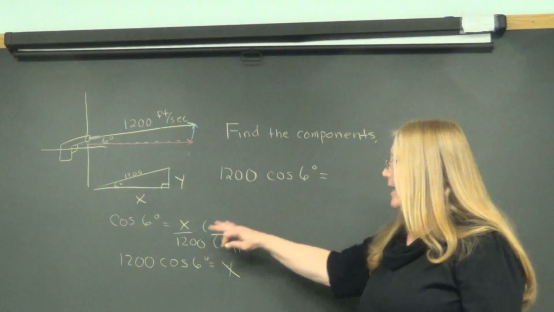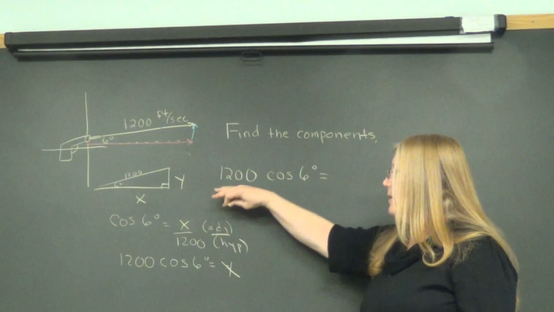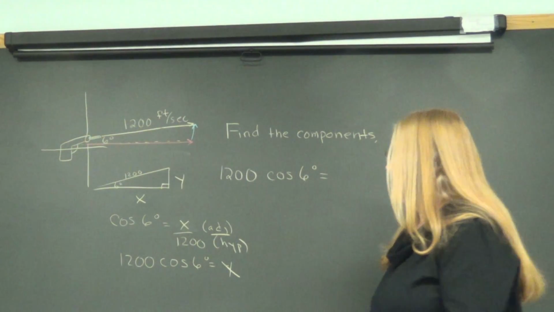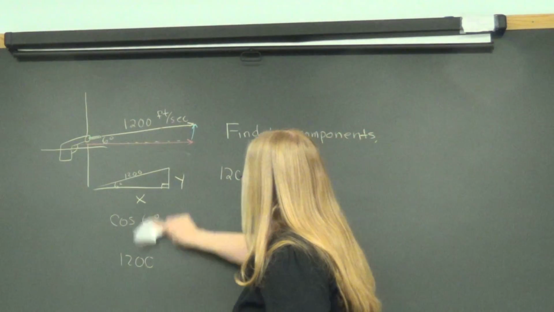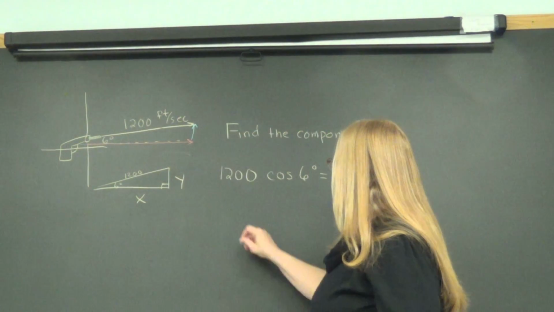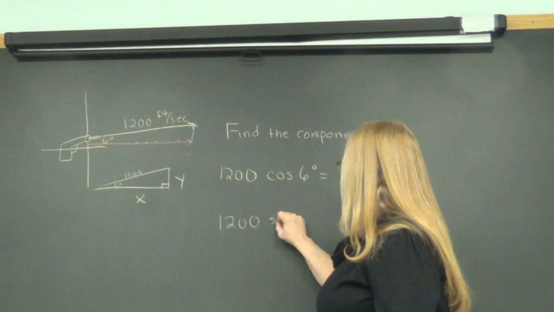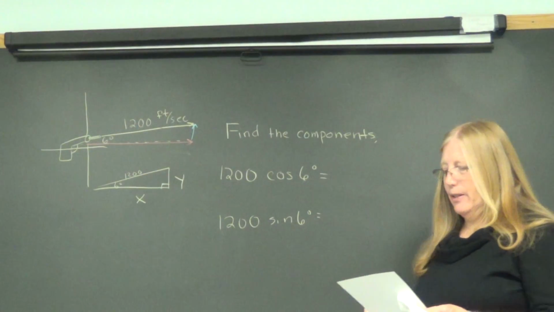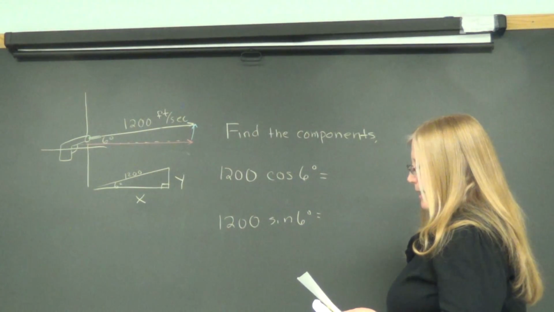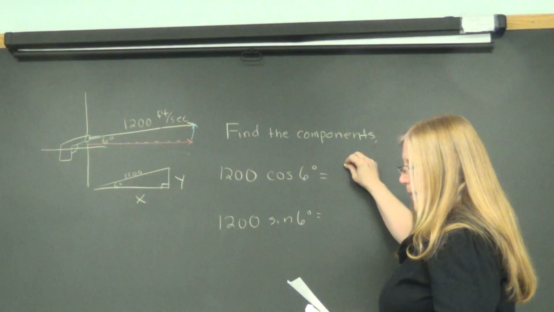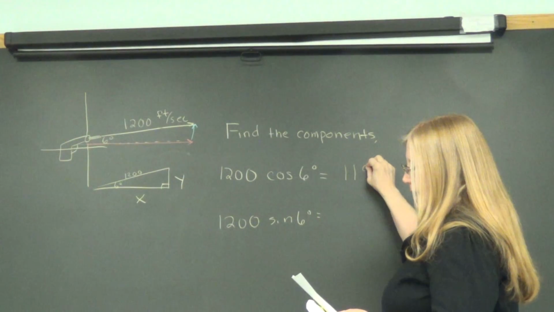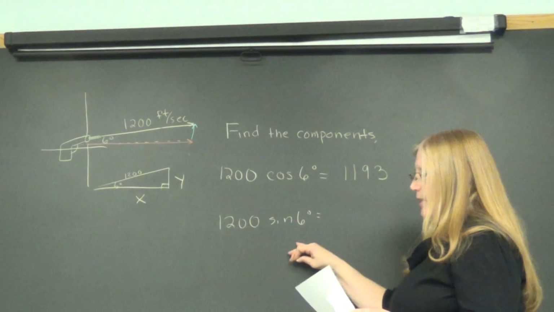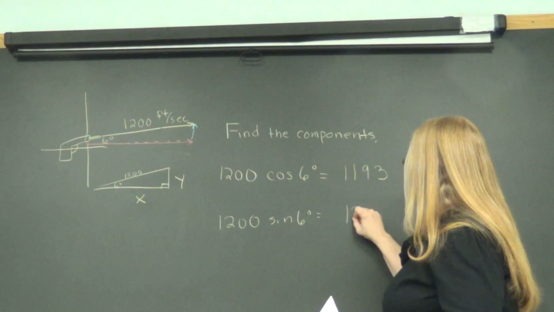But I don't go through that every time. I go right to this. I always know it's the hypotenuse cosine angle for the x component. So I just want to remind you why that's true. And so 1,200 sine of 6 will give us the y component. So I put those in the calculator earlier, and I got a component of 1193 for 1,200 times cosine of 6, and 1,200 sine of 6, I got 125.